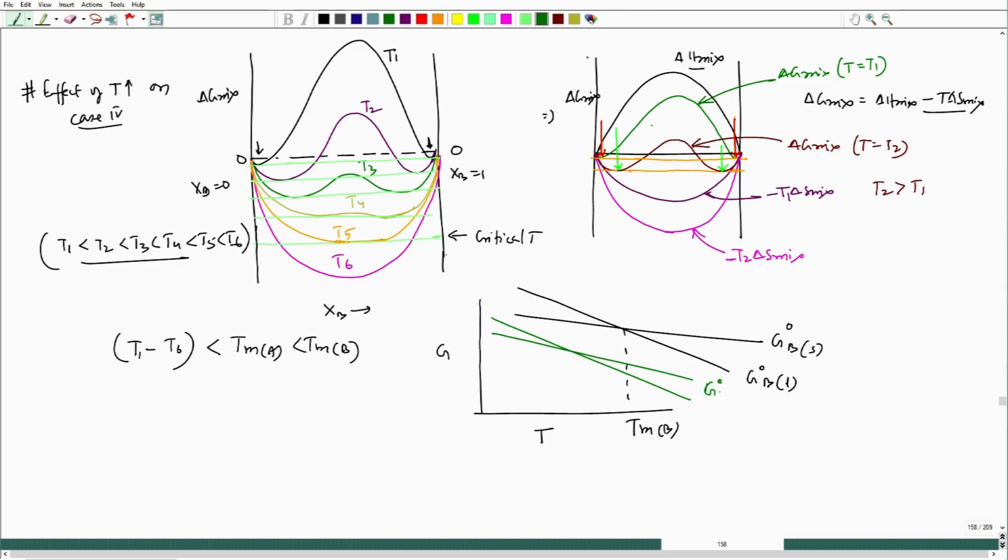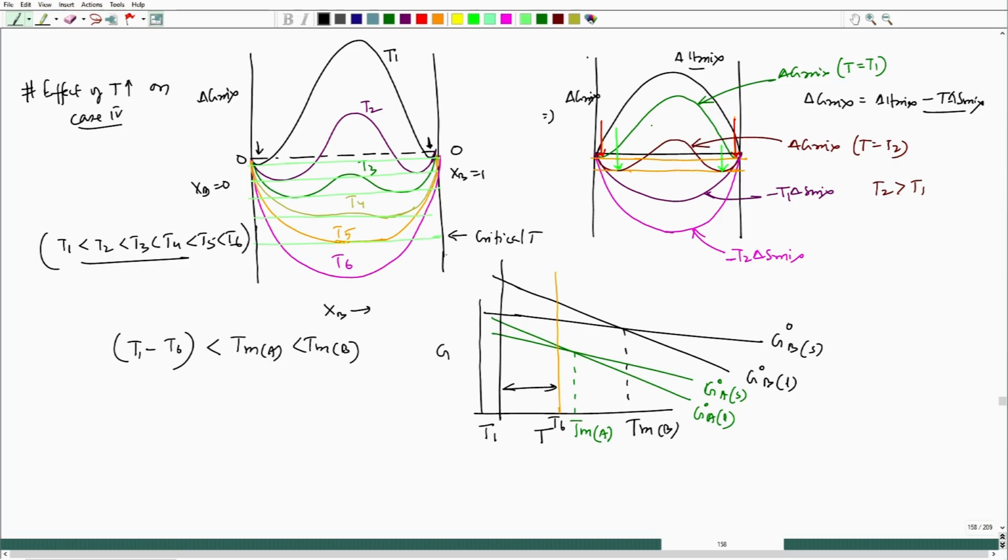and we can have a plot for metal A, this is G naught A for solid, this is G naught A for liquid. So, this temperature is TMA, melting point of A, and all, let us say, all the temperatures, so this is let us say T1, this is T6. So, this T1 to T6 are lying here.